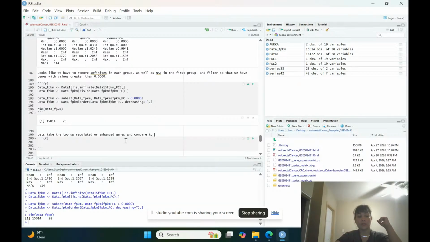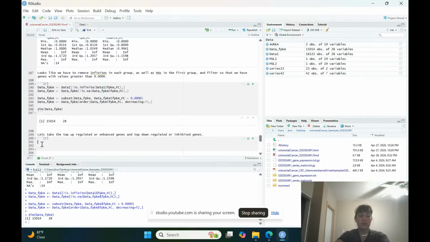All right. Let's take the top upregulated and compare to, let's just get the top gene right here. But we'll keep this one. It's data FPKM. We can always look at it later. It's genes and top downregulated or inhibited genes.